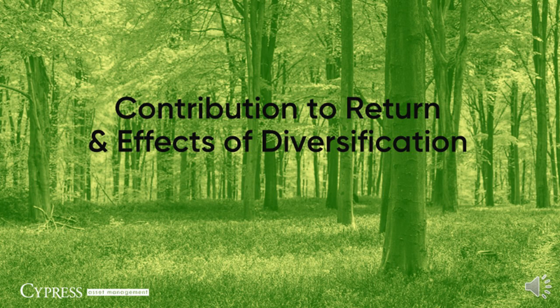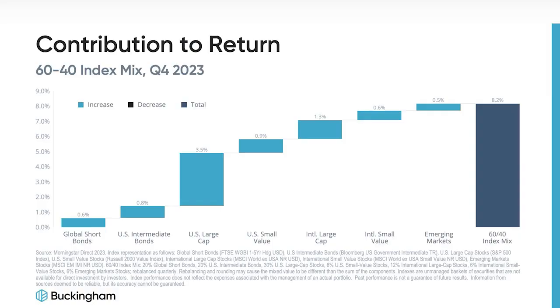Okay, next let's take a look at how some major asset classes contributed to a 60-40 index mix this quarter, and how that mix has behaved during recent history. Here on the slide, we look at the absolute impact of different asset class returns on the quarterly return of a sample 60% equity, 40% bond index mix. With stock and bond markets moving jointly upwards this quarter, we can see that all asset classes contributed to the overall increase of the mix.